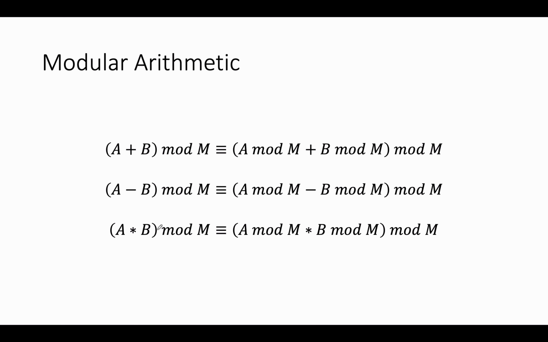Now we're going to move on to modular arithmetic. Modular arithmetic is quite intuitive as well. For instance, a plus b mod m is simply congruent to a mod m plus b mod m, the whole thing mod m. And the same can be said for the negative sign and the multiplication sign.